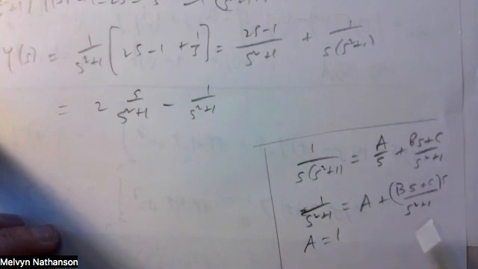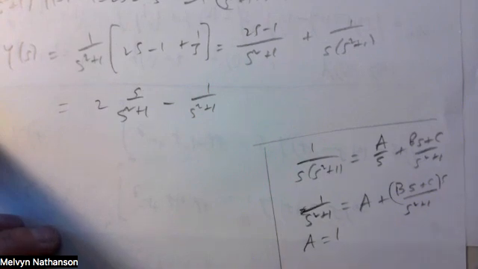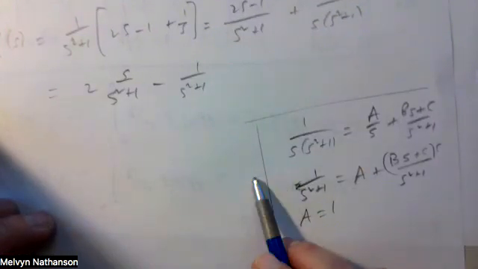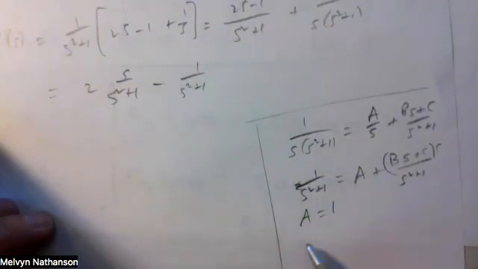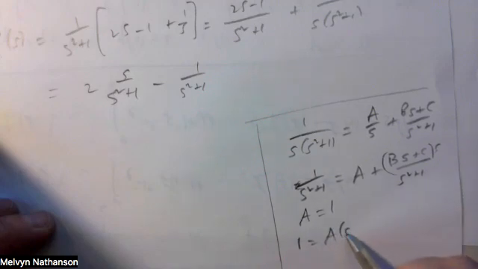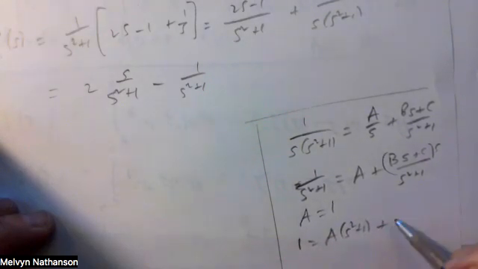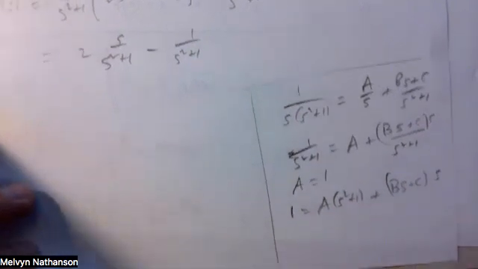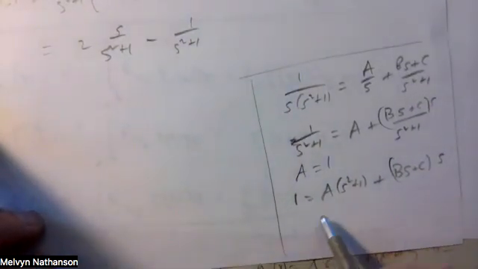If I multiply through by, well, let me just clear the denominators. That's maybe the easiest thing. Just multiply through by s squared plus 1. I get 1 is a times s squared plus 1 plus bs plus c times s. I hope this is correct.